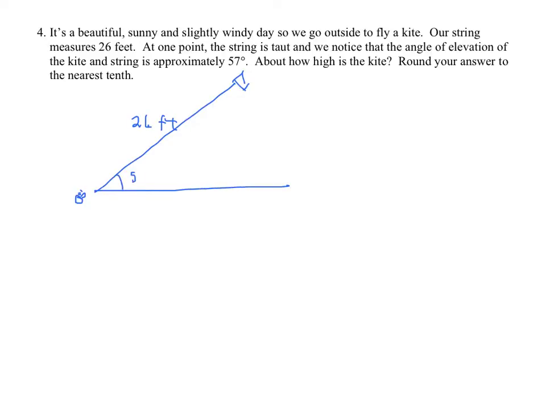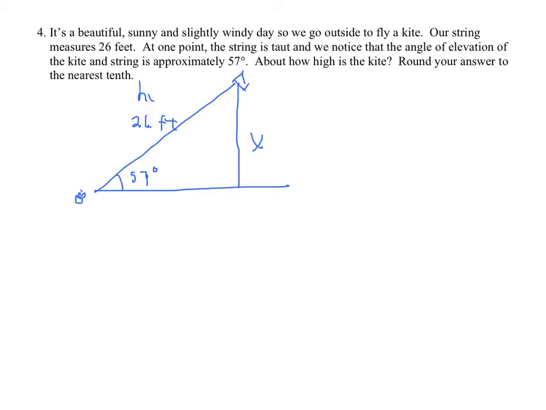This is 57 degrees. And I want to know approximately how high is the kite. Cool? Here's my angle of elevation. It's always got to have one side of the angle, or ray of the angle, if you will, be a horizontal line, okay? So now I'm going to use a trig function. And what trig function am I going to use?